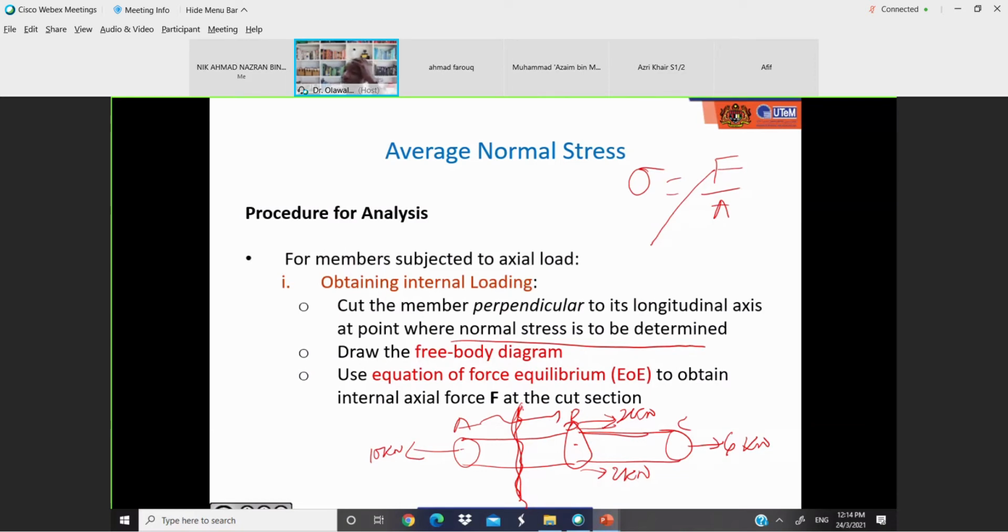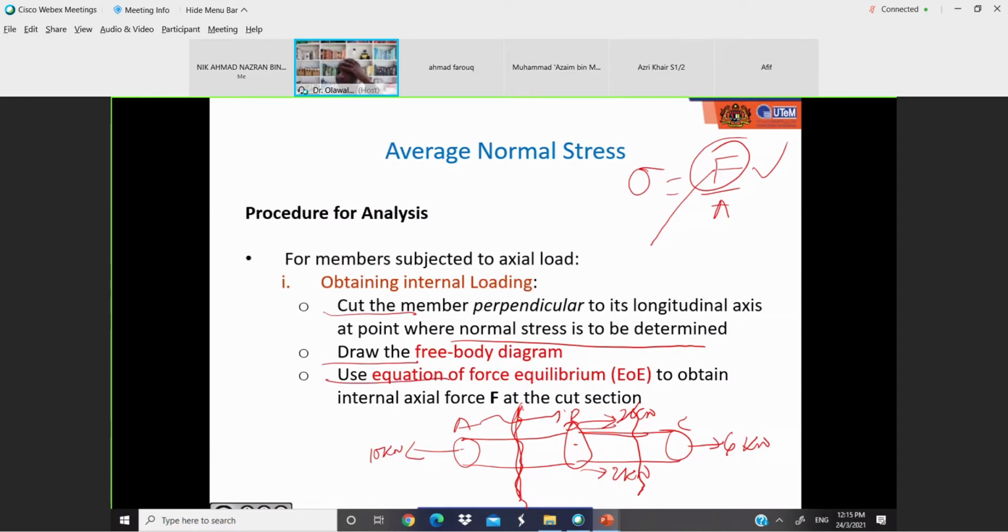If I'm going to consider the stress acting on region BC, then I'm going to cut here. So you cut at the point where the stress is to be determined. We'll be looking at examples as we go along. Then after you get your F, so step one, obtain your F. And for you to obtain F, you cut, draw FBD, use EOE.